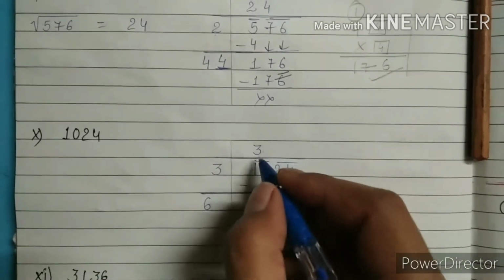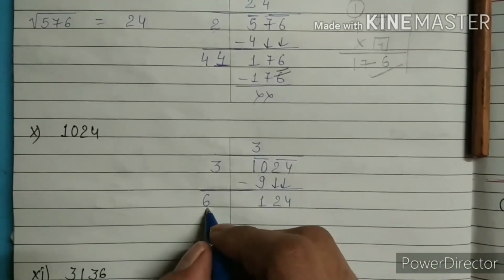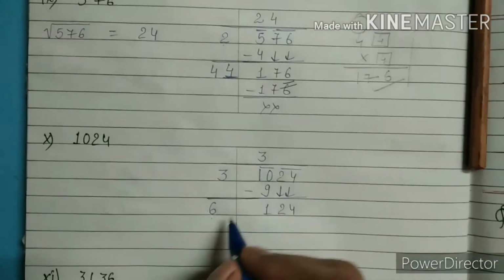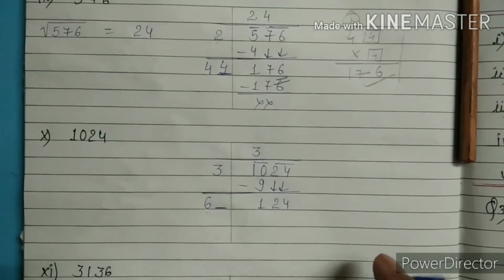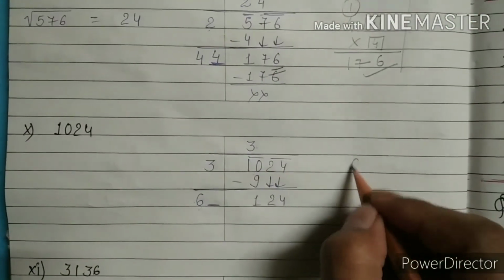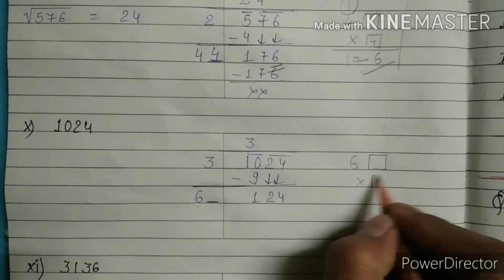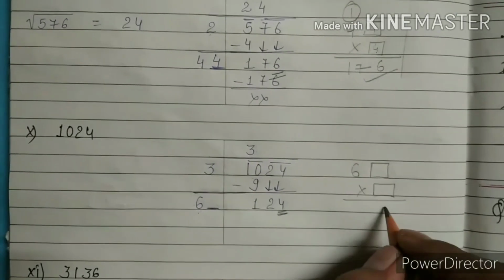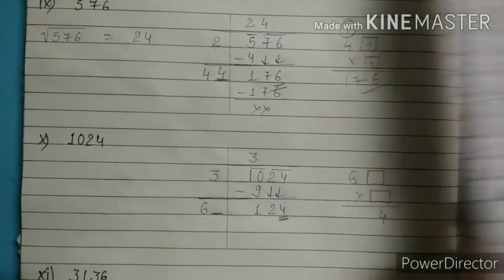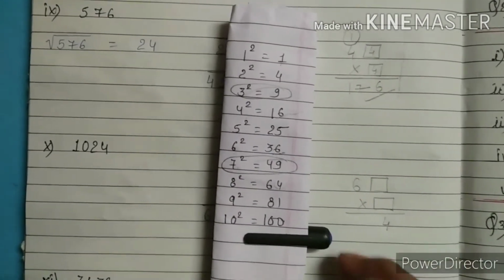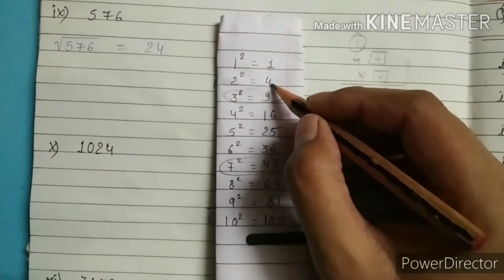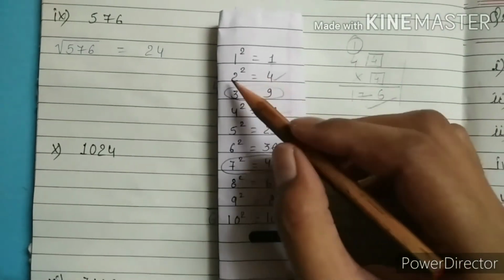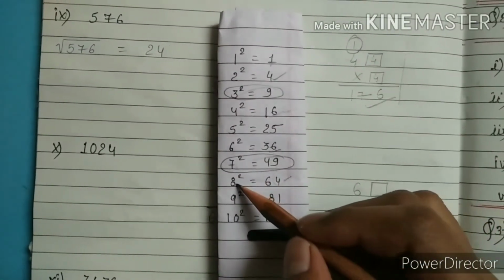Most of the time students are writing here 9. 9 is not the double, 9 is the square. We have to double the number. Now we want a number here such that when we multiply that number to that number, we want the ones place as a 4. So in which cases we have 4? In only 2 cases we have 4, that is 2 square and 8 square. So firstly we will put here 2 and next we will put here 8.